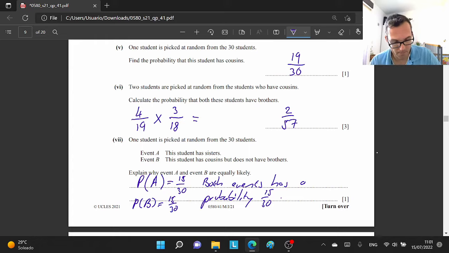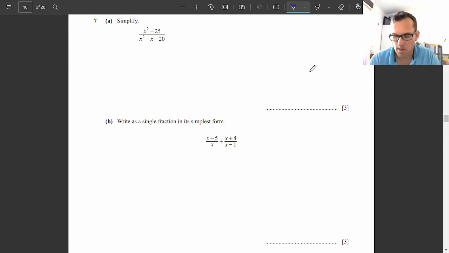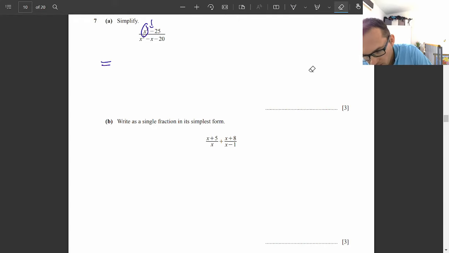That is clear enough. Question 7, algebra. Simplifying here, we have to factorize before we can simplify anything. So first one, x squared minus 25. We've got a square number there, a square number there, and a minus in the middle. That makes factorization very easy.